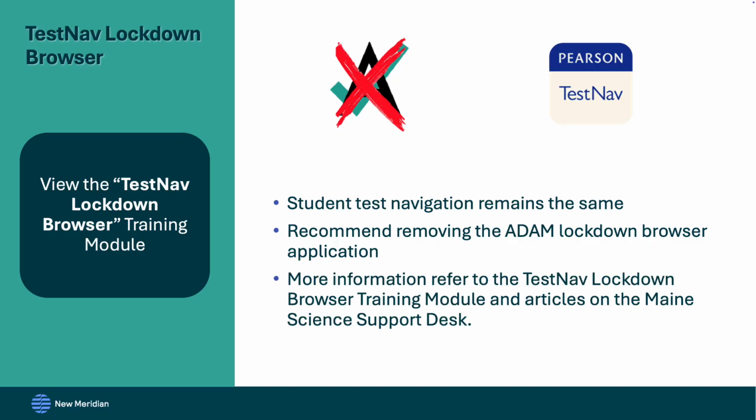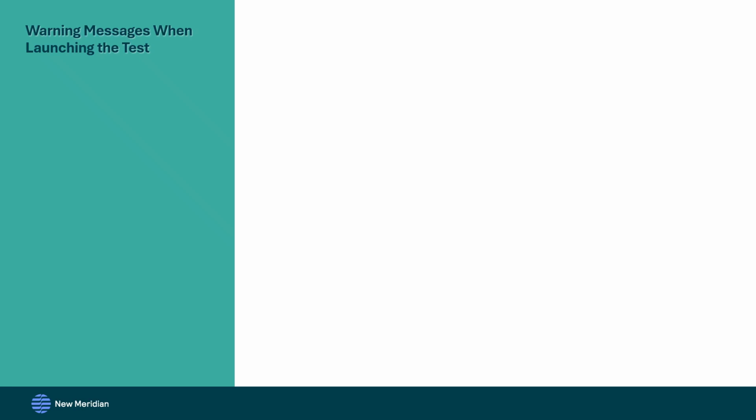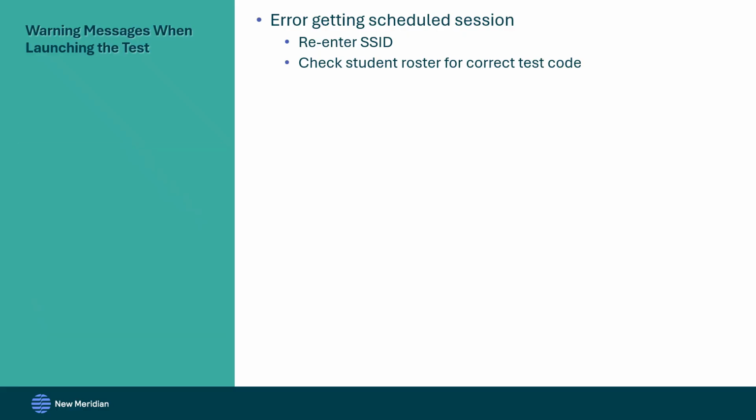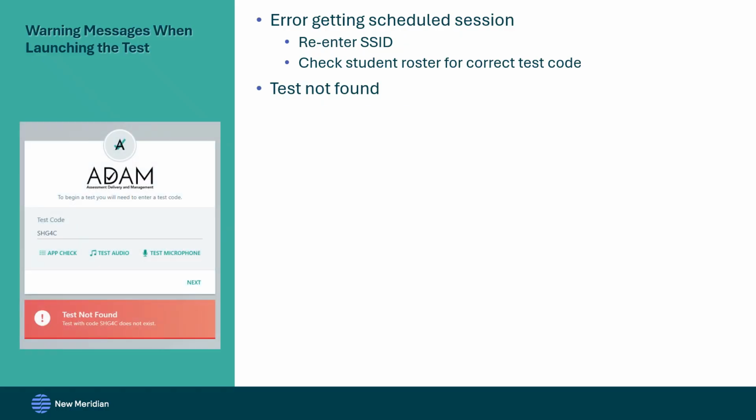More information on TestNav can be found in the TestNav Lockdown Browser Training module and in articles on the Maine Science Support Desk. A different set of warning messages may appear when a student is logging into the test session. If the warning says Error Getting Scheduled Session, have the student re-enter their student ID and also check the roster for the proctor group to make sure they are using the right test code. If the warning says Test Not Found, have the student re-enter the test code and double-check the information is correct on the student's test ticket.